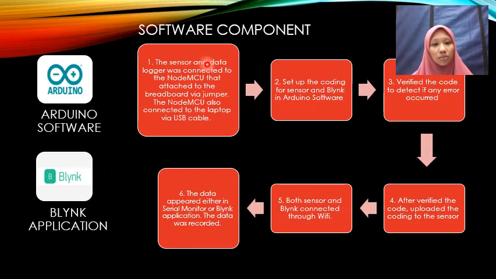After we set up all the hardware components from the previous slide, we set up the coding for the sensor and Blynk in the Arduino software, and then verify the code to detect if any error occurred. After verifying, we upload the coding to the sensor, and then both sensor and Blynk connect to Wi-Fi, and the data appears in the serial monitor in the Arduino software or in the Blynk application itself, and the data is recorded.